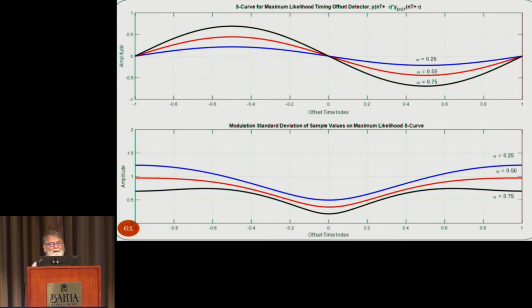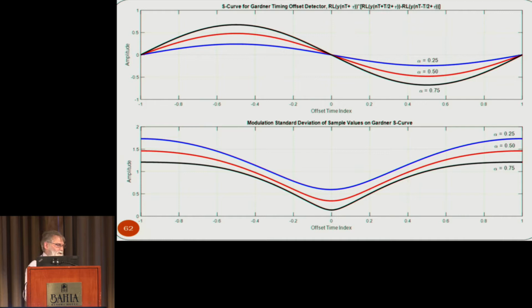So these are the S-curves for the maximum likelihood. And the S-curves, of course, if you have more excess bandwidth, there's more energy, so you can see the S-curve has a higher slope. These are the standard deviation relative to the mean. Once you estimate the mean, which is the S-curve, you can see what the variance is as a function of the offset. So that was for the maximum likelihood. We do the same thing for the Gardner loop. It's got a similar looking S-curve, and it has a similar increase in variance when you move off the spot where the eye is maximally open.